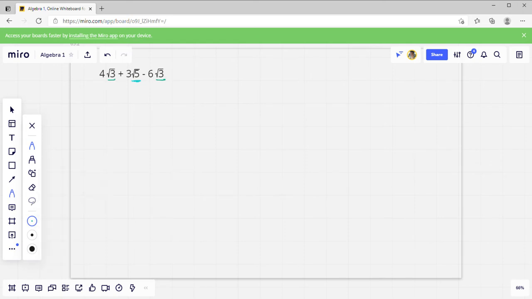We're going to add the ones that are like terms. So 4 times the square root of 3 minus 6 times the square root of 3 would be 4 minus 6 would be negative 2 times the square root of 3. And then we still have this plus 3 times the square root of 5, so we do plus 3 times the square root of 5. There's nothing that we can combine that with because it's not like terms with the other ones. This part we just added on the end.